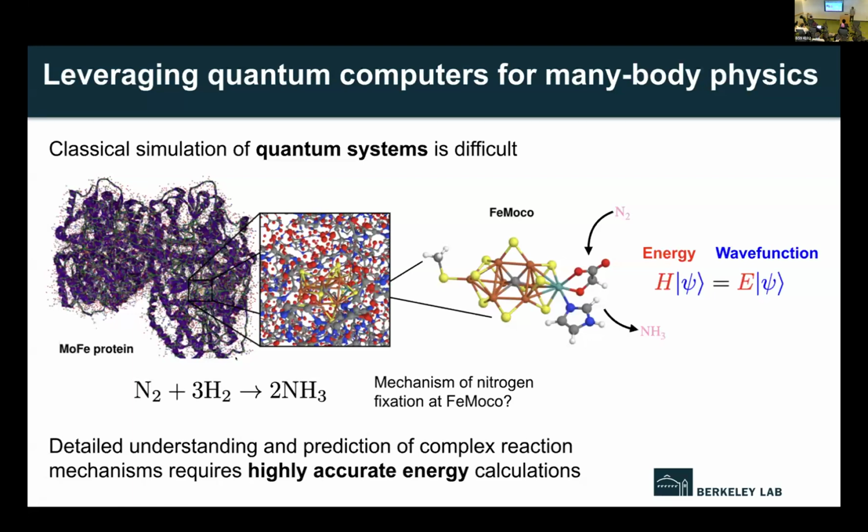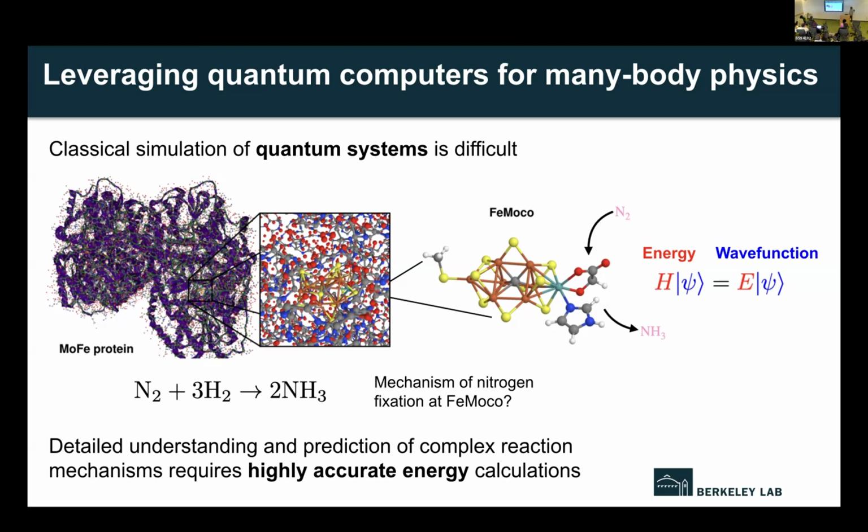Okay, so quantum computers are promising for studying many-body systems. This figure shows a prototypical example that alludes to potential quantum algorithms in solving chemical challenges. Specifically, what I show here is a nitrogen fixation process that converts nitrogen and hydrogen into ammonia. This process occurs with a catalyst called FeMoco, which makes the reaction proceed very efficiently.